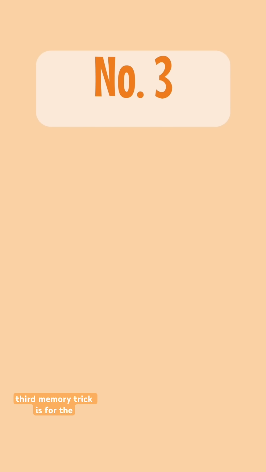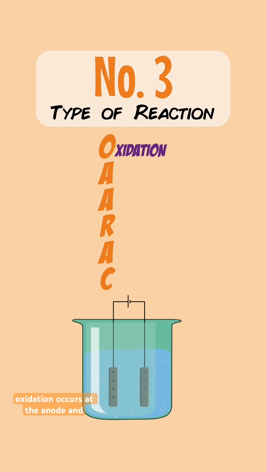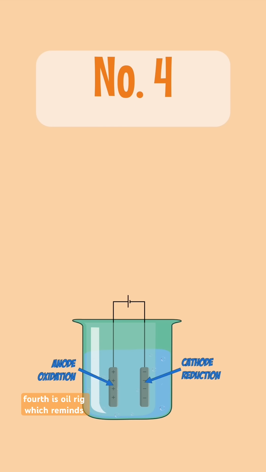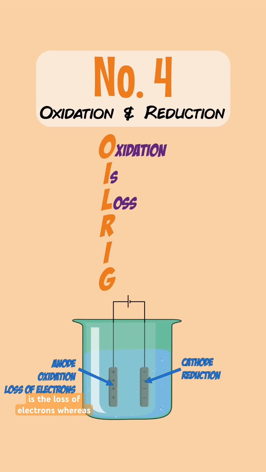The third memory trick is for the type of reaction of the electrodes. Use OA RC to remind you that oxidation occurs at the anode and reduction occurs at the cathode. The fourth is OIL RIG, which reminds you what these reactions mean. Oxidation is the loss of electrons, whereas reduction is the gain of electrons.